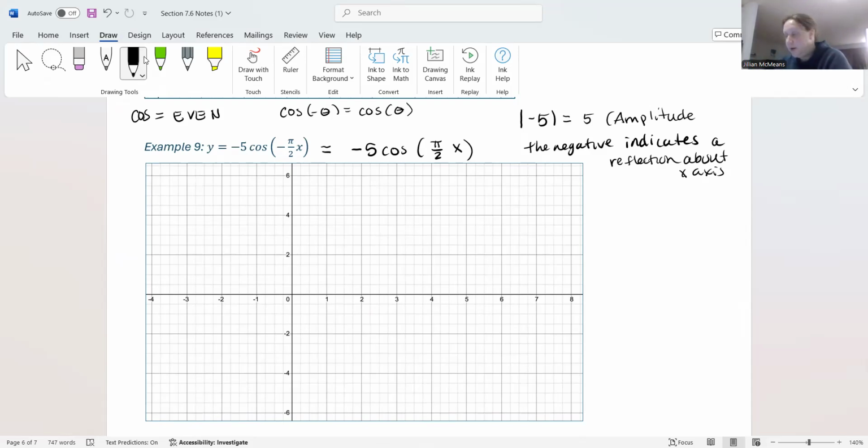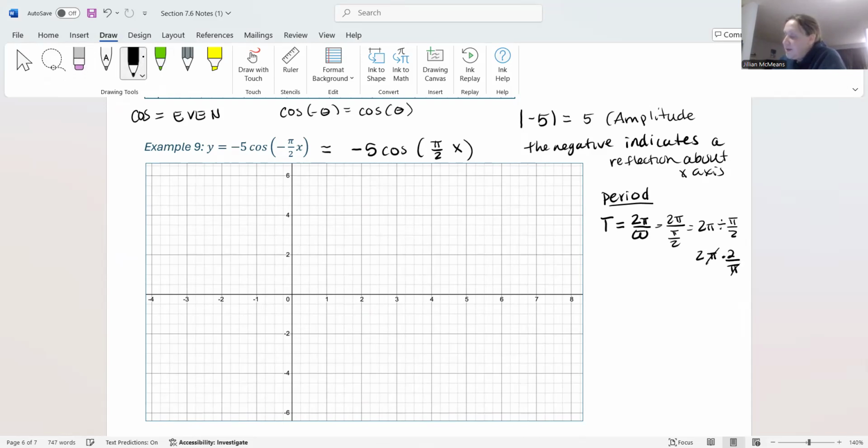Now let's talk about the period. We know the original period of cosine is 2 pi. To find our new period, we say T equals 2 pi over omega, where omega is the coefficient of x in that argument. So we're going to take 2 pi and divide it by omega. So that's 2 pi divided by pi/2. And remember, from just basic work with fractions, we have 2 pi times 2 over pi.